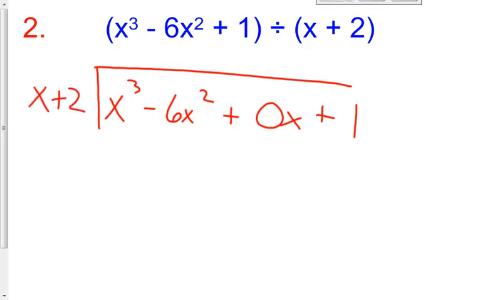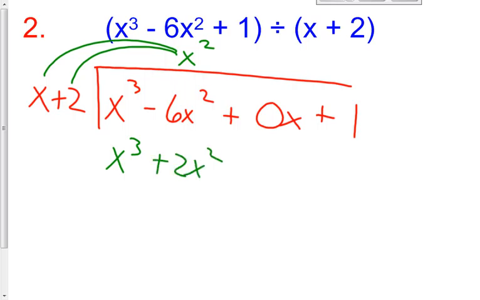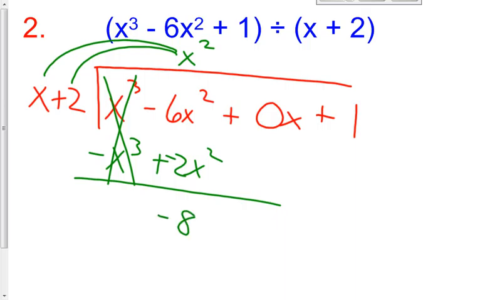And now we're going to repeat this process that we did in the last one. So x times what is x cubed? Well, that's going to be x squared. Multiply it down. X squared times x is x cubed. And x squared times a positive 2. So we first did this, and then x squared times a positive 2 is a positive 2x squared. Now we're going to subtract, which means we're going to change the signs on both of them. So x cubed minus x cubed, bam, that's gone. A negative 6x squared plus a negative 2x squared is a negative 8x squared. Bring down the 0x's.